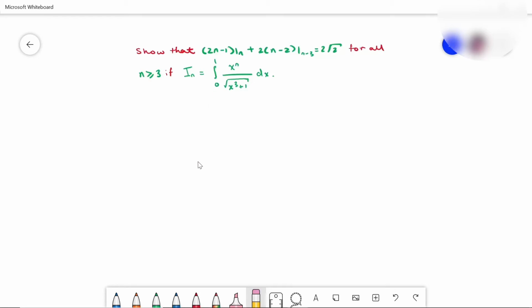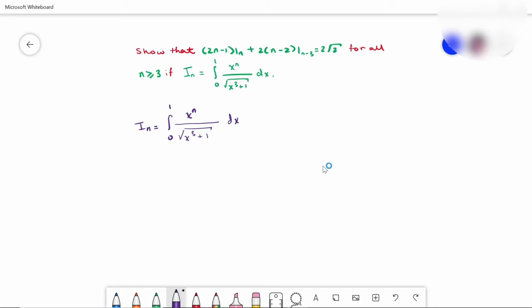Hello! Today's question is a very nice reduction formula question. So let's not waste any time and let's get right into it. Okay, so whenever we have a reduction formula question or an integral with the variable n in it, our best bet is integration by parts.